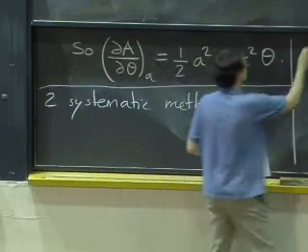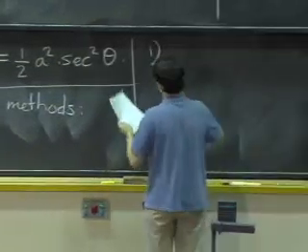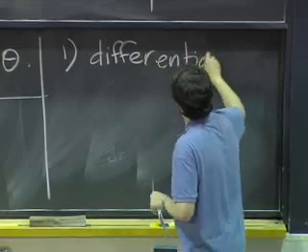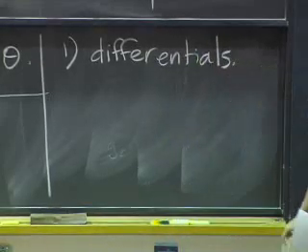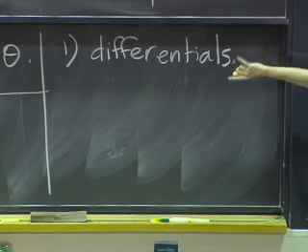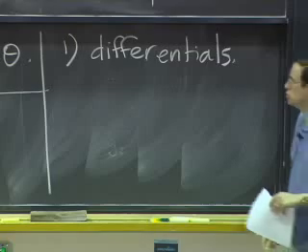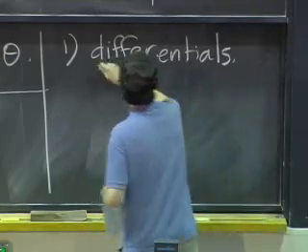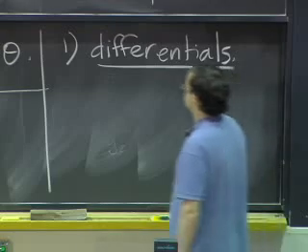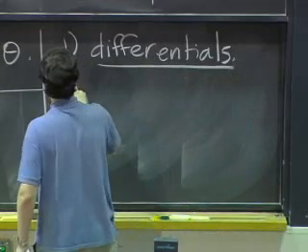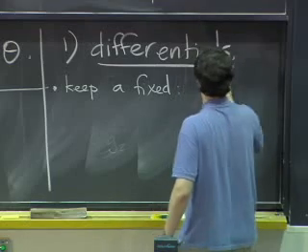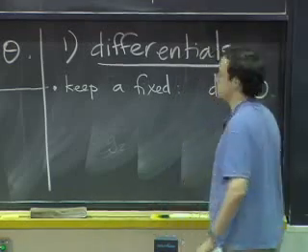OK, so the first one is to use differentials. By the way, in the notes, they're called also method 1 and method 2. I'm not promising that I have the same one. I might have 1 and 2 switched. It doesn't really matter. So how do we do things using differentials? Well, first, we know that we want to keep a fixed. And that means that we'll set dA equal to 0.